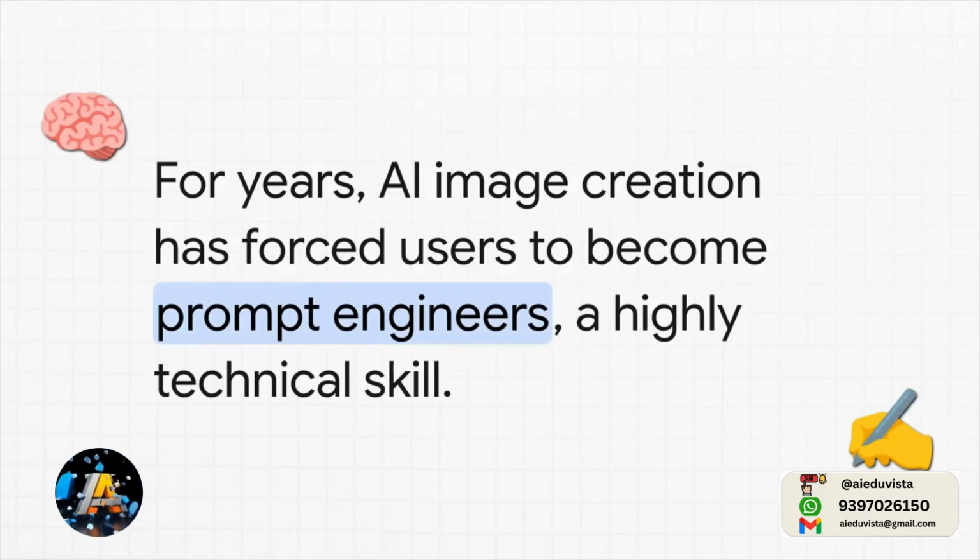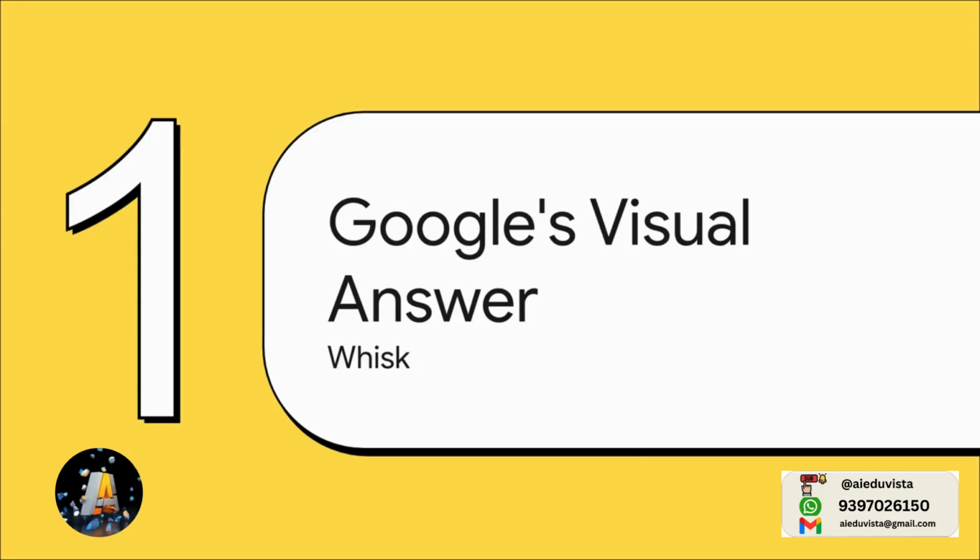And that's the thing. This whole process has turned creativity into a really technical skill. You've got to learn the right keywords, the negative prompts, all the weird syntax. But what if there was a different way? An approach that's way less about telling an AI what to do and a lot more about just showing it what you like. Well, that brings us to Google's Visual Answer. It's a brand new experimental tool from Google Labs, and it's called Whisk.